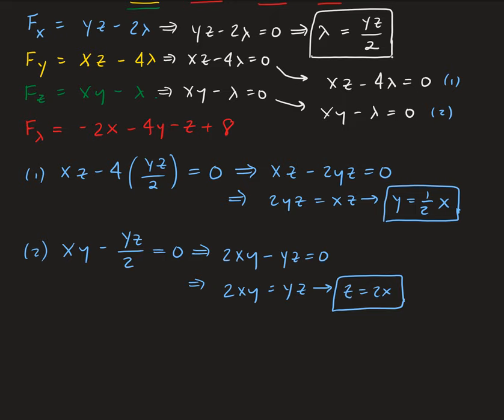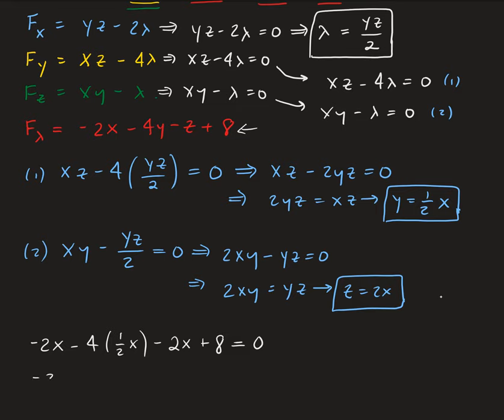So now we have y in terms of x. We have z in terms of x. So we can substitute those into the partial of f with respect to lambda. Looking at this one, we have minus 2x minus 4 times y. Y is 1 half x, minus z. Z is 2x, plus 8. And remember, we have to set this equal to 0.